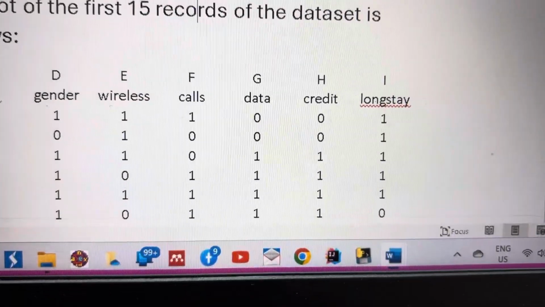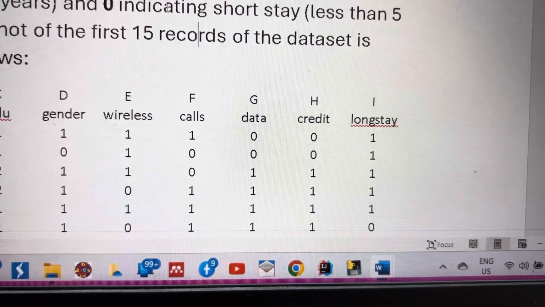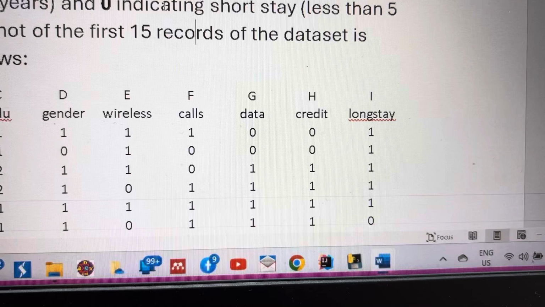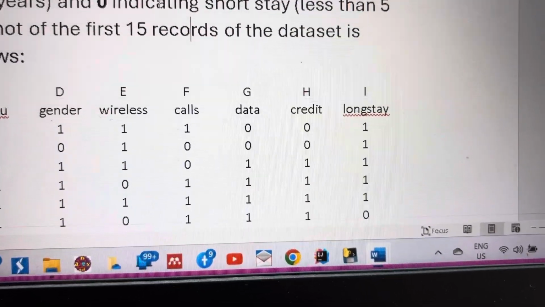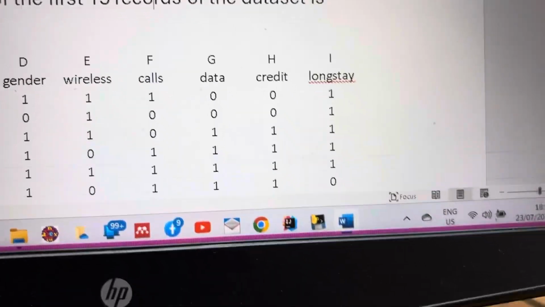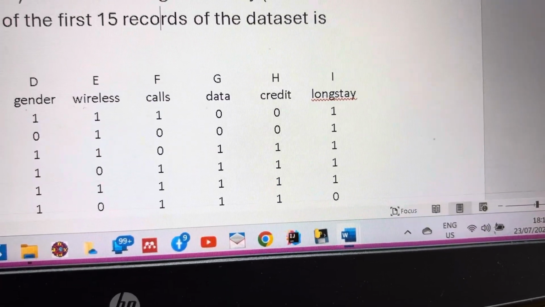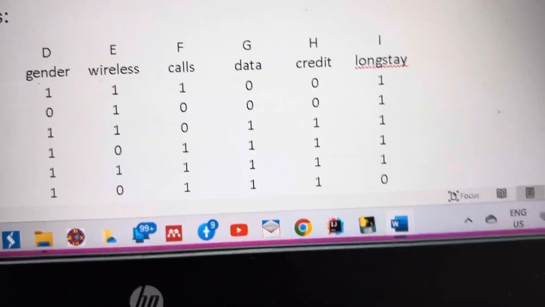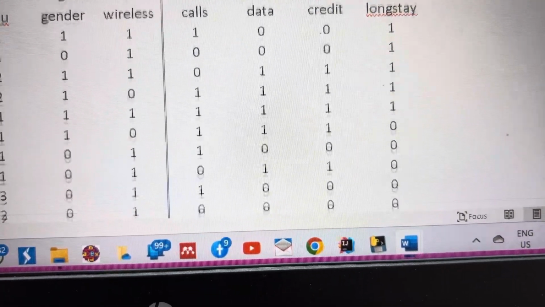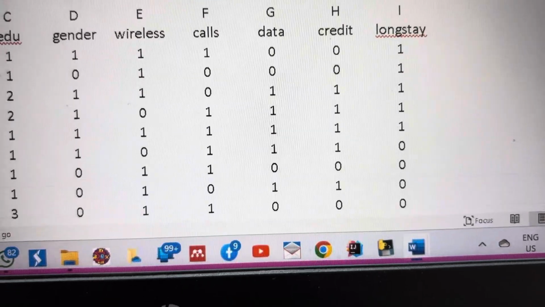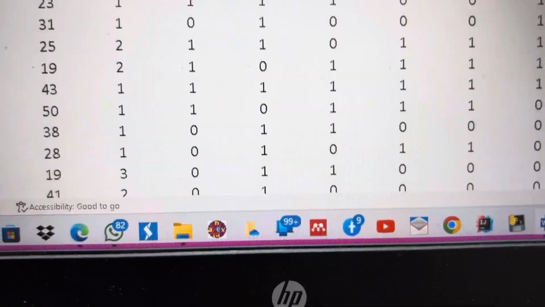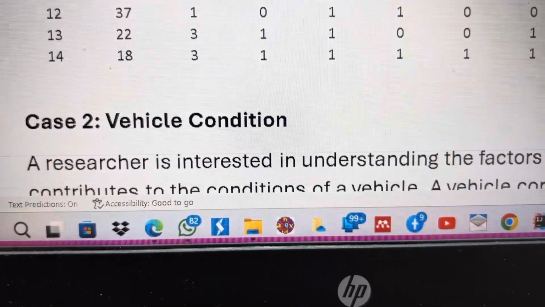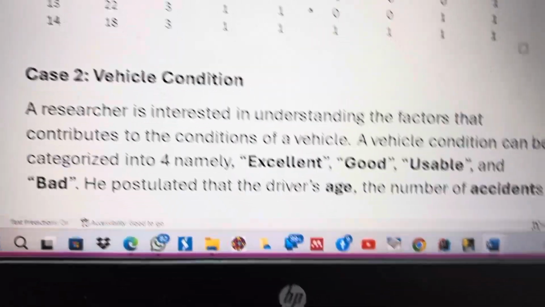And then for the credit facility, those who enjoy the credit facility are identified by 1, and those who don't enjoy the credit facility are identified by 0. And then of course you see the long stay, which is the dependent variable, marshaled out as 1, 1, 1, 1 and 0. 0 indicates short stay, while 1 indicates long stay. So that is about that. Now we have just seen this. We are going to enter this into the VSP by the time we deal with the second case. But now let us look at the second case very well.